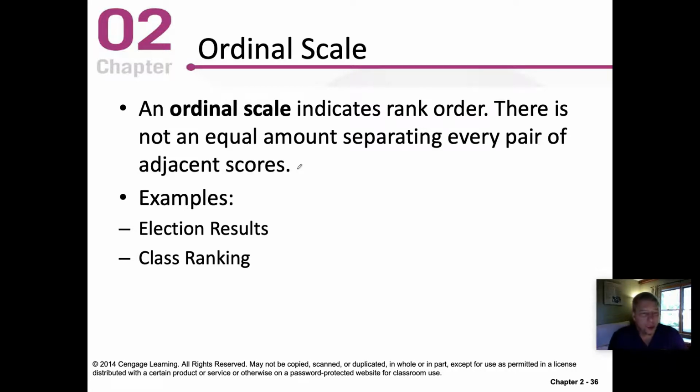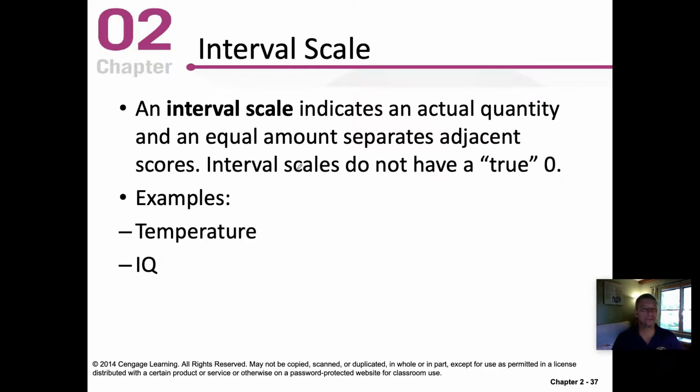Election results: who came in first, who came in second, who came in third. For example, in a primary election, the first person might have gotten 50% of the vote, the second person might have gotten 40% of the vote, and the third person might have gotten 10% of the vote. There's a big difference between number one and number two and number three, but they're ranked 1, 2, and 3 on an ordinal scale. So we just put the numbers in order.